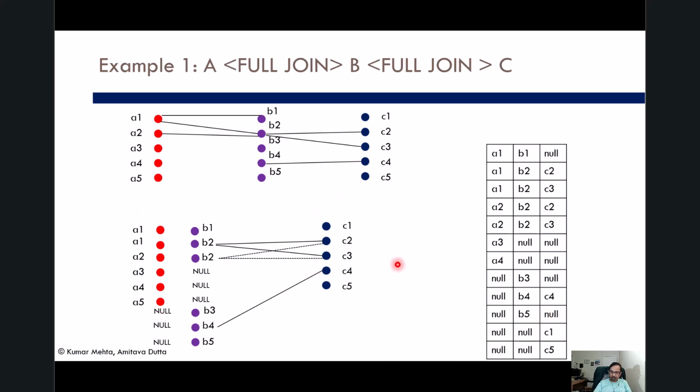But I'm not done handling the unmatched records in table C. So you can see C1 over here. It doesn't match anything in the intermediate output. So I have C1 null null. That's this fellow. Similarly, for C5, it doesn't match anything in the intermediate output. So I have C5 null null. That's how this output was constructed. This is the end result. This table is the end result of joining A with B with C, in which case it's given that both of the joins are full joins.